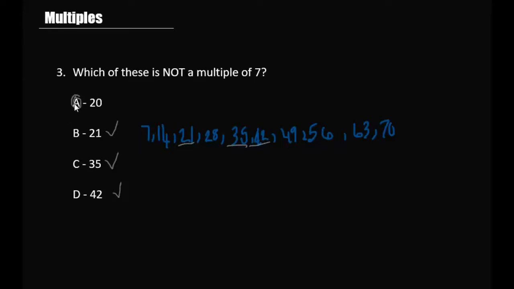So this is the answer, because this is asking us which of these is not a multiple of 7. Not is a keyword, so I just highlighted it. Let's go to the next question.